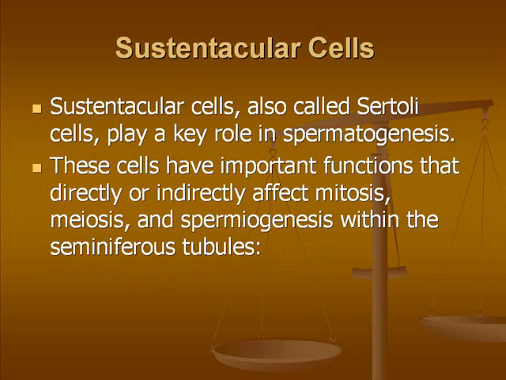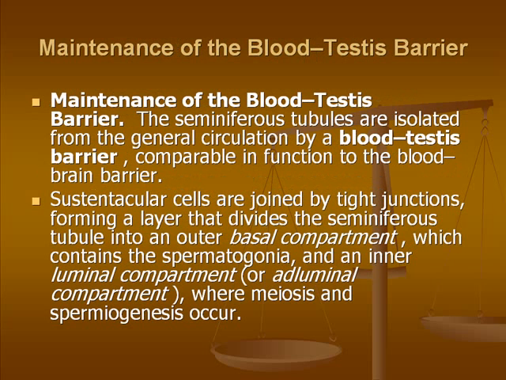The sustentacular cells, which are also called Sertoli cells, play a key role in spermatogenesis. These cells have important functions that directly or indirectly affect mitosis, meiosis, and spermiogenesis within the seminiferous tubules. Some of their functions include maintenance of the blood-testes barrier, and we've talked about, no, that's in neurology. You haven't had neuro yet.